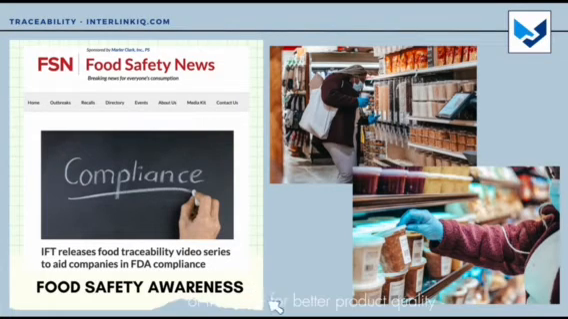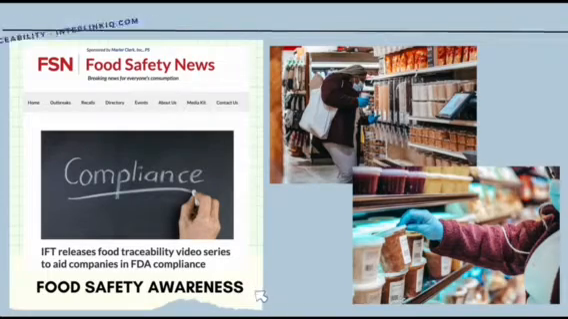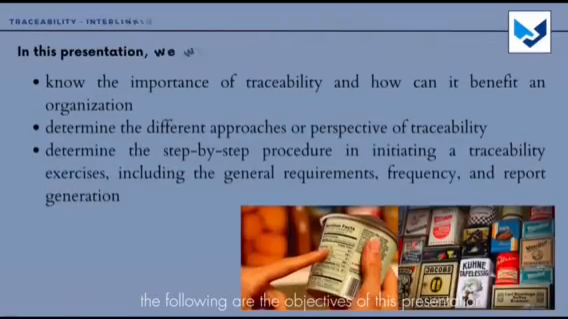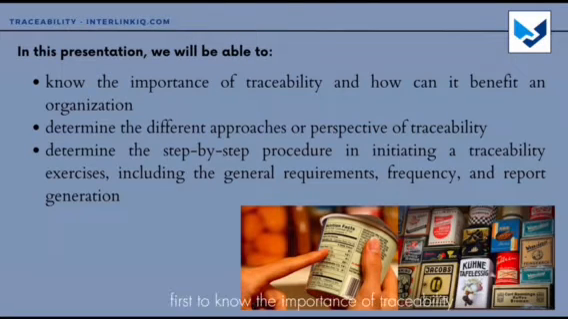This is the result of the need for better product quality and growth in customer safety awareness. The fundamentals of this increasingly common traceability will be covered in this section. The following are the objectives of this presentation. First, to know the importance of traceability and how it can benefit an organization. Second, determine the different approaches or perspectives of traceability. Third, determine the step-by-step procedure in initiating a traceability exercise, including the general requirements, frequency, and report generation.